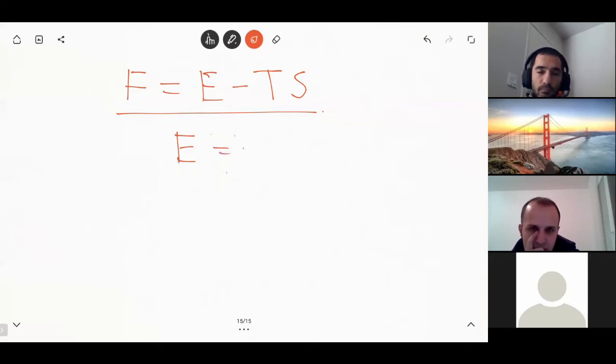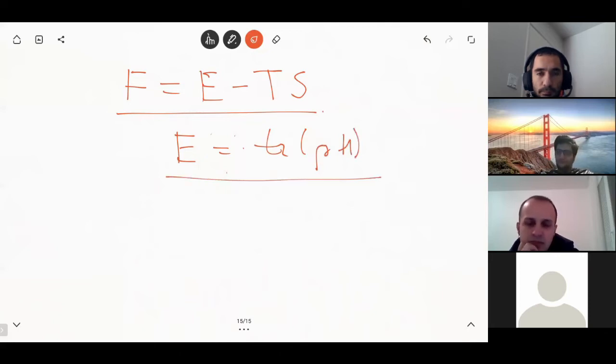So you want your average energy to be equal to some number E, right? So you want trace rho H to be equal to E, right? Now, the state that maximizes the entropy for this value of E is going to be the thermal state.